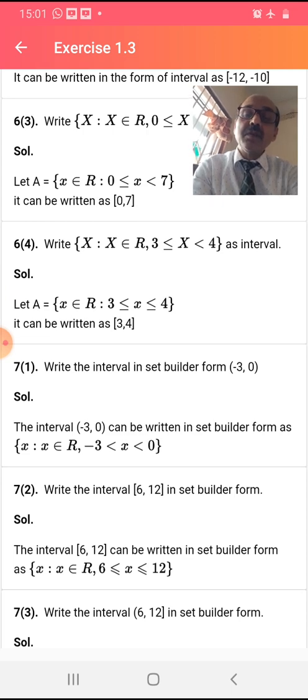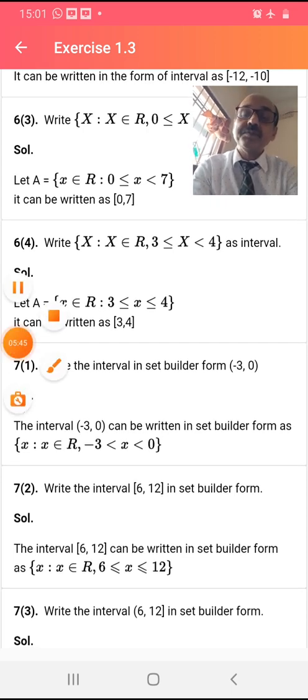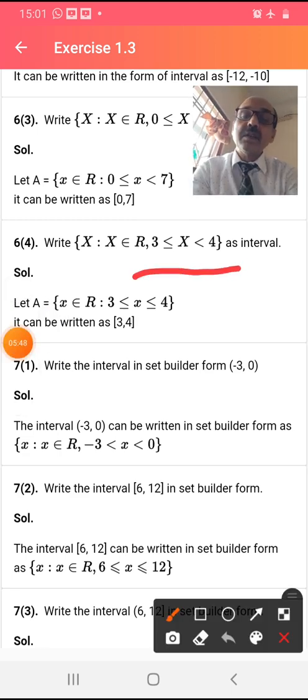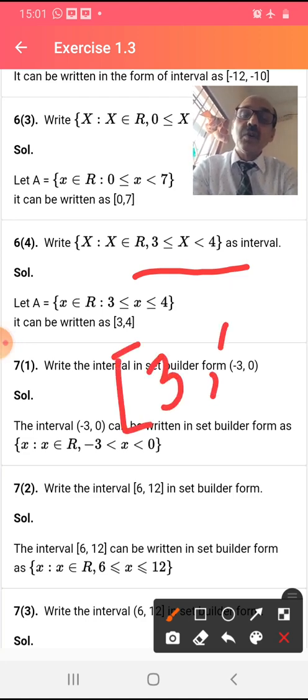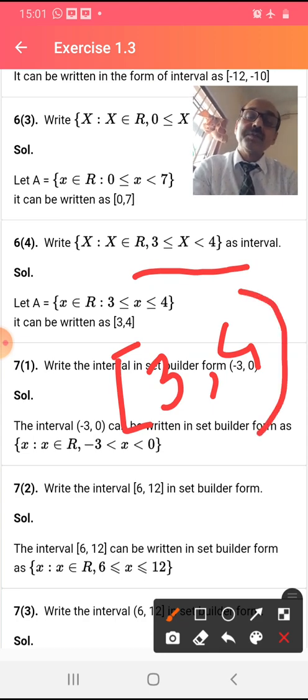3 less than or equal to x less than 4. So 3 is within a closed interval 3, then comma 4. So less than 4, no equal sign, it is open. So 3 is closed, 4 is open, ending with an open interval, and that means including 3, excluding 4.